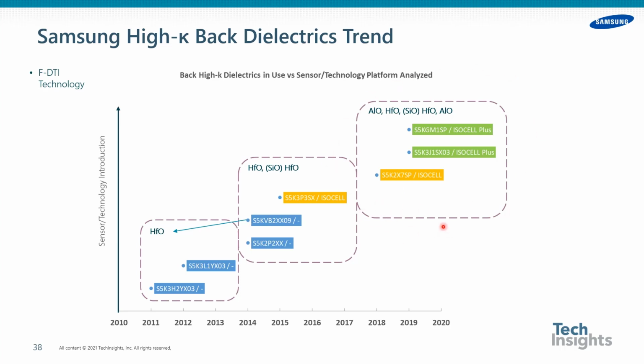And again, the highlighted sensors are shown here. So for instance, the 3J1 that we've just reported on, and the GM1, both of which are ISOCELL Plus.